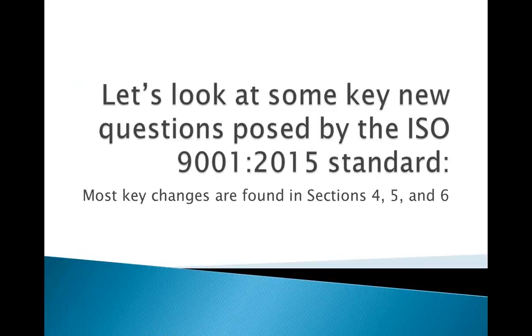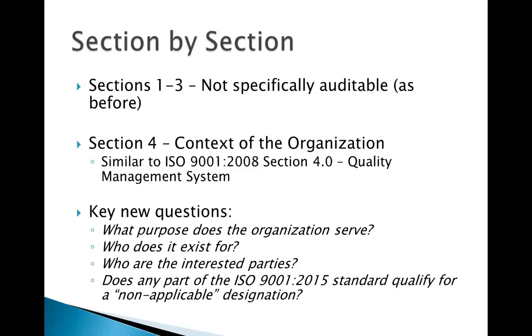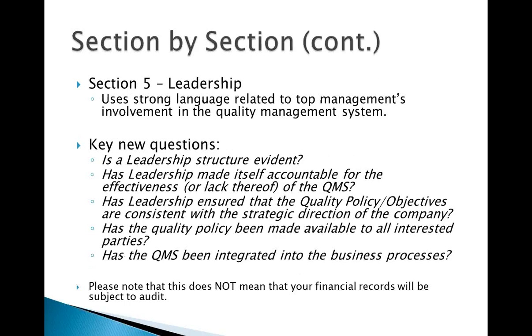Okay, let's continue now and look at some key new questions that are posed by the standard. We're going to kind of do this on a section-by-section basis. Starting with section 4. What is the purpose of this organization? Who are its interested parties? Does any part of the standard qualify for a non-applicable designation?